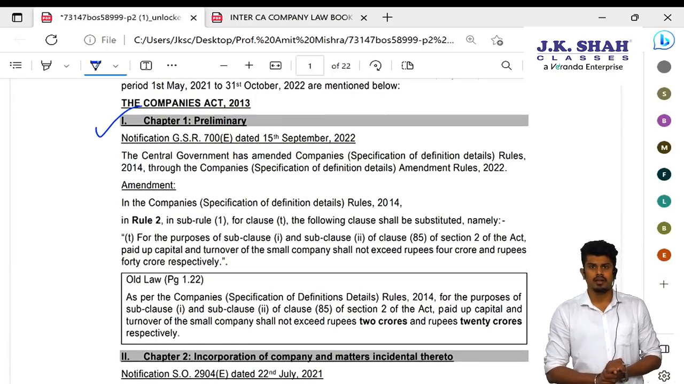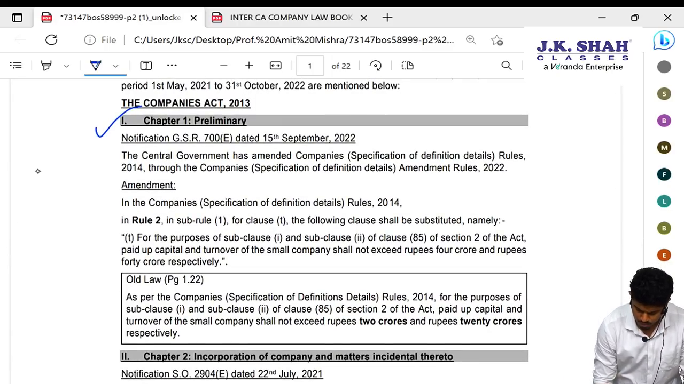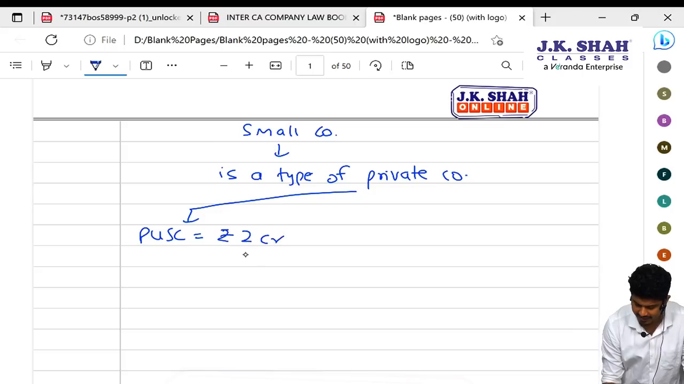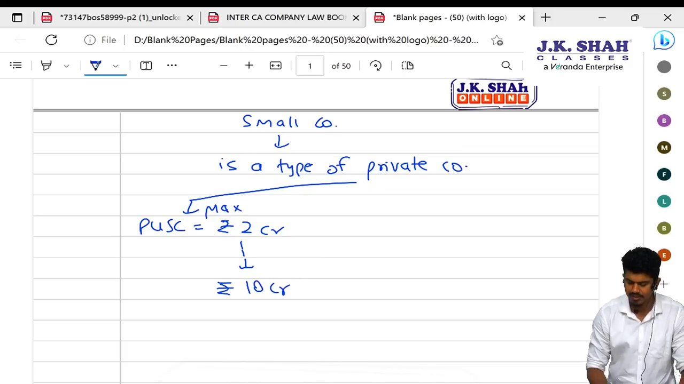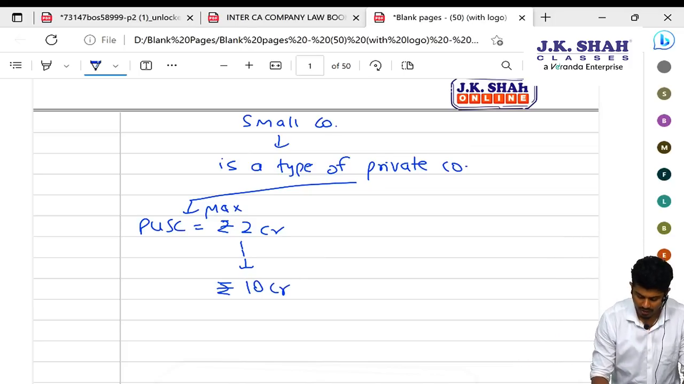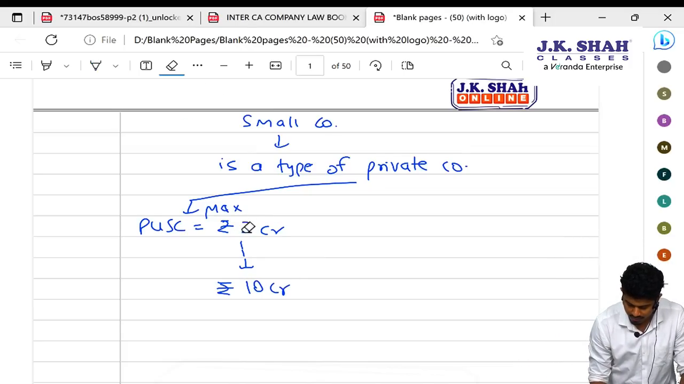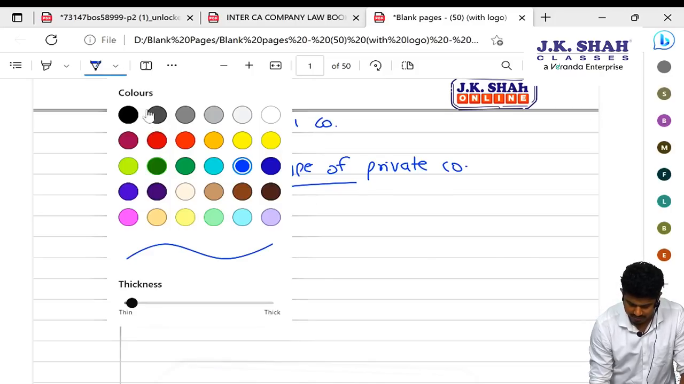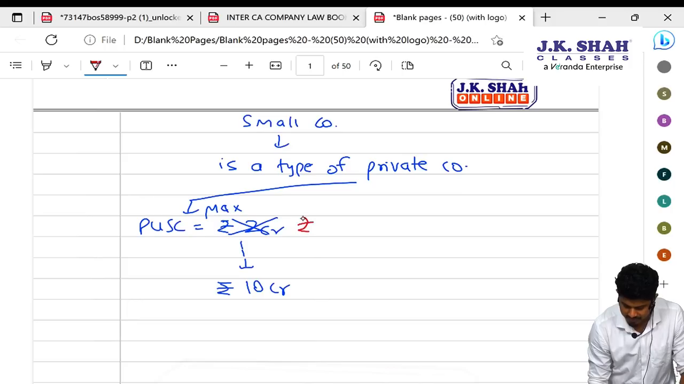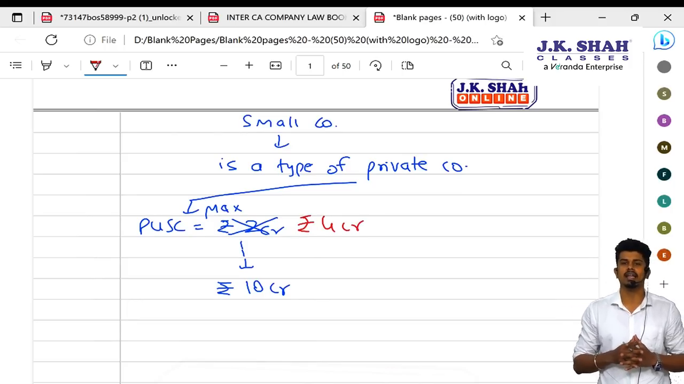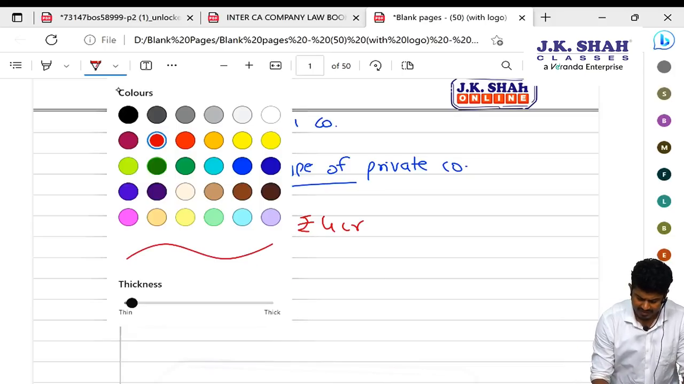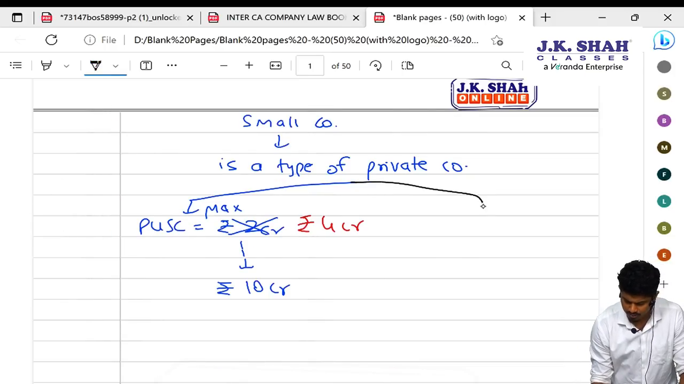regarding the first chapter, the amendment is in relation to small company, which has paid up share capital not exceeding 2 crore rupees or such higher amount as may be prescribed, not exceeding 10 crores. Now this 2 crore is substituted by 4 crore. That means the maximum paid up share capital of a small company is now 4 crore rupees. I repeat, it is 4 crore rupees, and the same with respect to turnover.